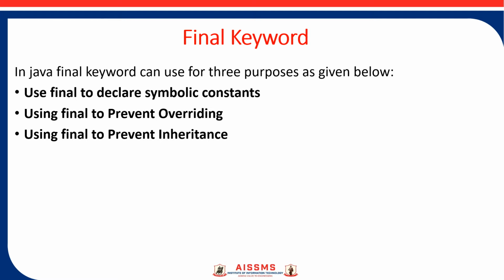Whenever the final keyword is used with a variable, it means that we are declaring a symbolic constant. When it is used with a method, it means that it is used to prevent overriding of that method. And when we use the final keyword with a class, it means that we are preventing the inheritance of that class. So in the Java language, the final keyword is used in different contexts.